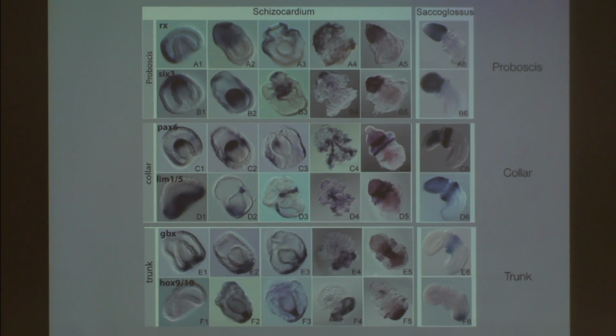And he also found, for a couple of posterior genes, a very similar expression pattern. So this gene HOX910 is a very posterior HOX gene, and like we see in Saccoglossus, it's expressed in the most posterior ectoderm. So initially he was very disappointed because he wanted it to look different.